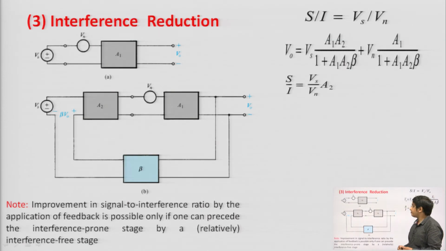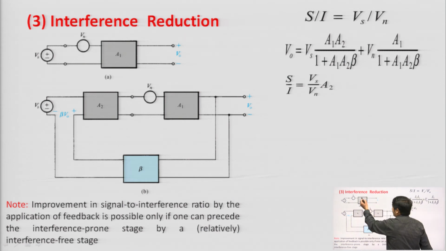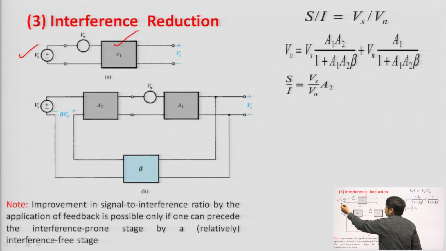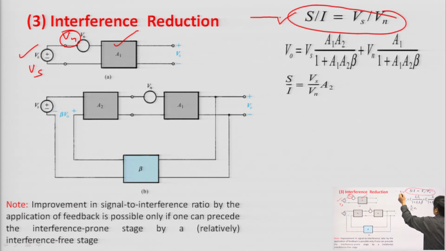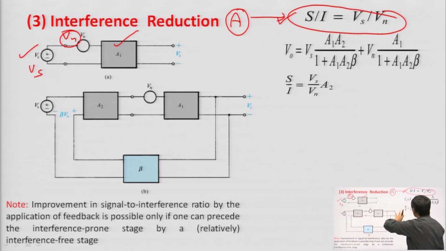Next property is interference reduction. Negative feedback can reduce the noise, it can reduce the interference. We can understand it. Suppose that we are having this amplifier whose gain is A1, and we have applied the input signal Vs here, and some noise, some interference is added, that is your Vn. Now, what is signal to interference ratio? It will be Vs upon Vn. Suppose I say this is equation A, this equation A represents S by I ratio, signal to interference ratio for the amplifier without feedback.